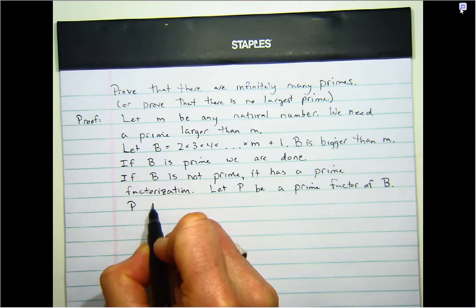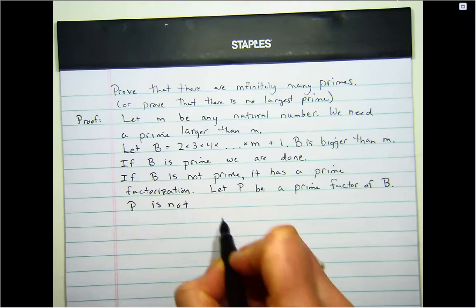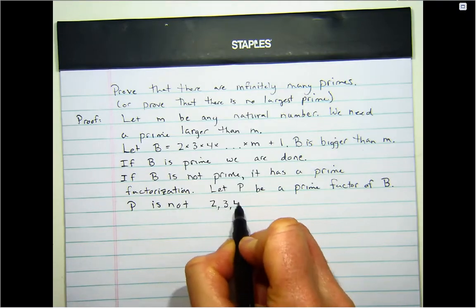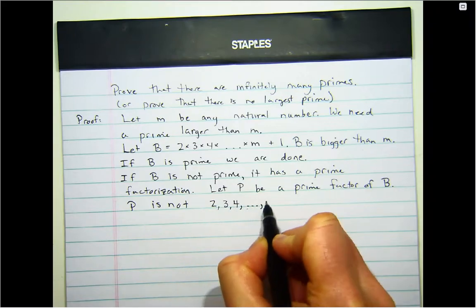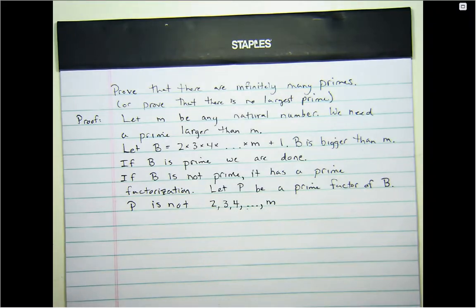P is not 2, 3, 4, ..., M. Why is P not 2, 3, 4, ..., M? Why isn't P in this list of numbers? It's too small. These are too small. Can anybody tell us more about why P isn't in that list?